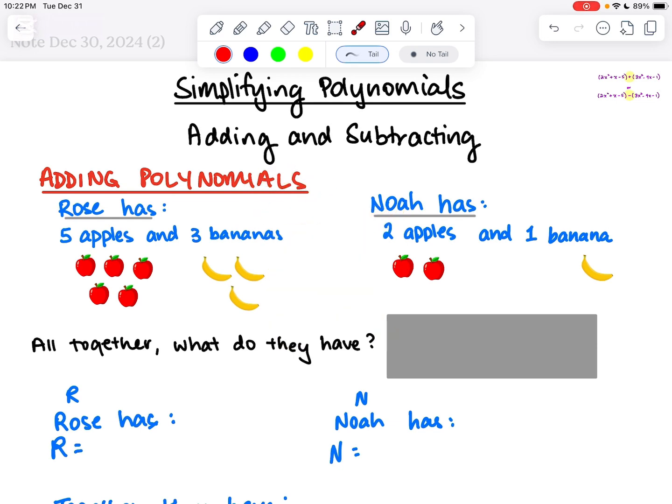So Rose happened to grab 5 apples and 3 bananas. Noah happened to grab 2 apples and 1 banana. If I said, can you tell me how many fruits do they have altogether? Well, I think you can all say 7 apples and 4 bananas. But how would we write this mathematically?